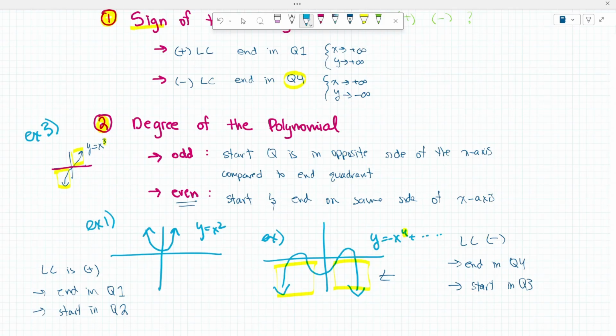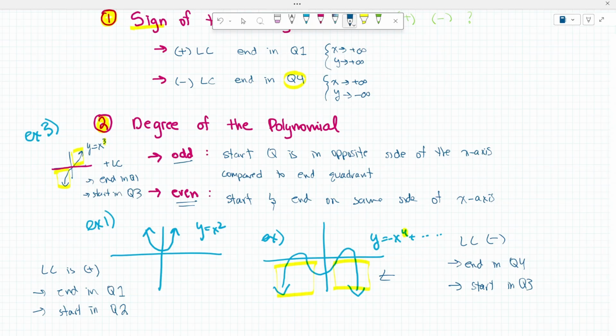And lastly, let's look at this guy over here. We'll call this EX3. We see that it is a positive leading coefficient. So positive leading coefficient means end in Q1. And we also see that it is an odd function. So that means that it's going to start on the opposite side of the x-axis, meaning here that it has to start in Q3.